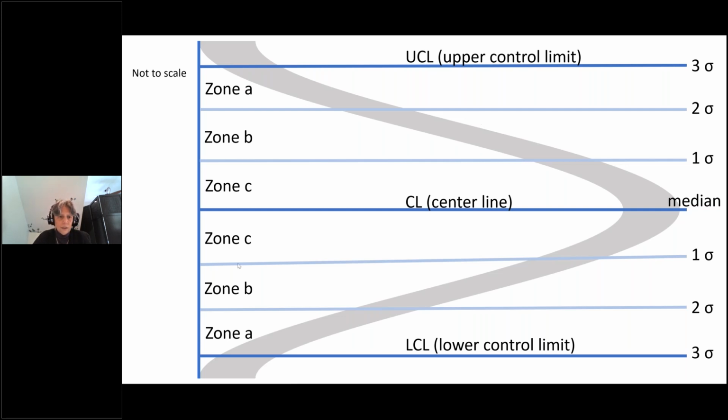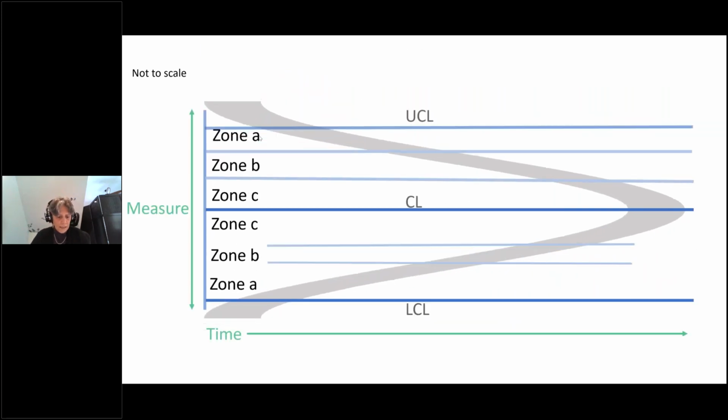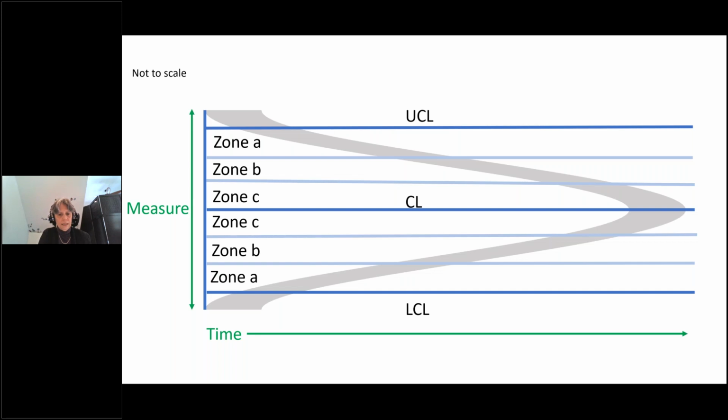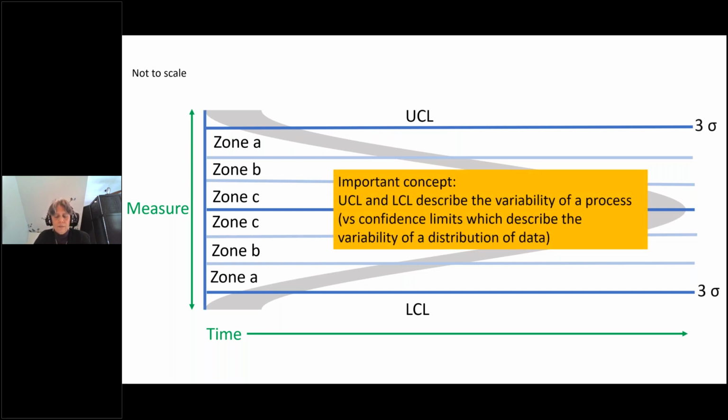And you can see there are zones. So we're going to shrink this down so it's a little more manageable. Again, we have time, which only goes from left to right, and we have measures, which can have a little more variety. Just to reinforce, the upper control limit and the lower control limit describe the variability of a process, not confidence limits, which describe the variability of a distribution of data. So I'm going to take away that standard curve, and now we have our control chart.